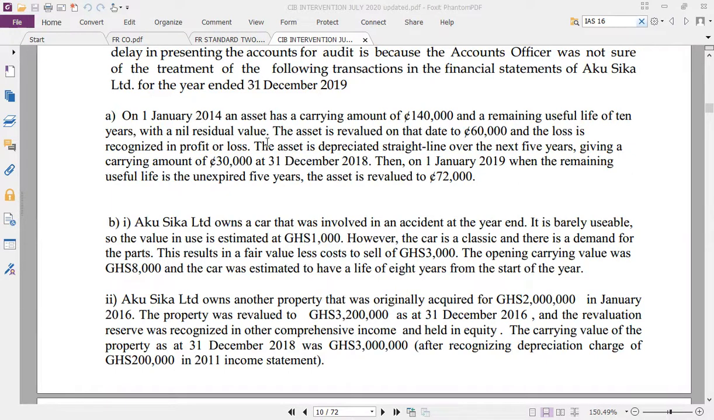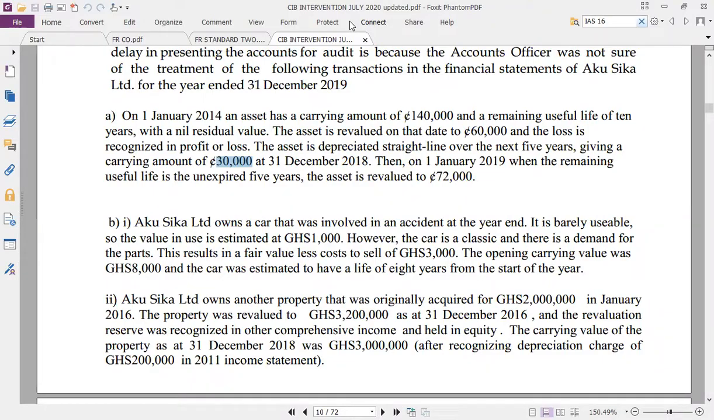Okay. Now, the asset is depreciated on straight line over the next 5 years. Even the current value of 30,000. Wow, this is not very good. It has given us a current value of 30,000. So the next 5 years, they have depreciated it and given a current value of 30,000. How do they get the current value of 30,000?